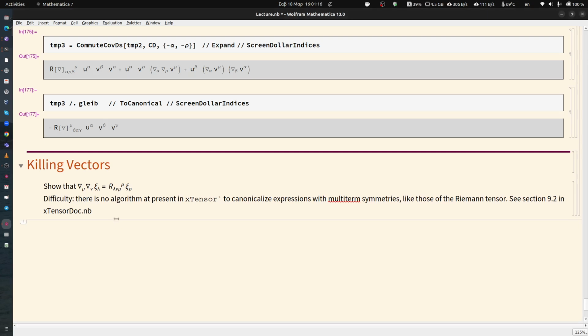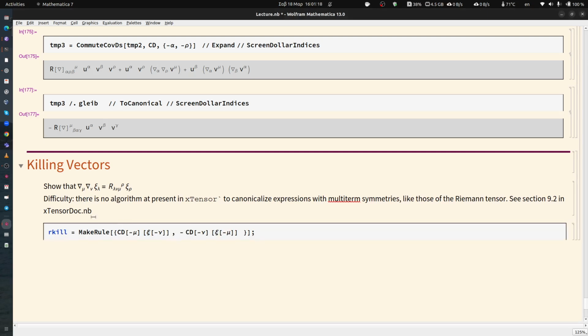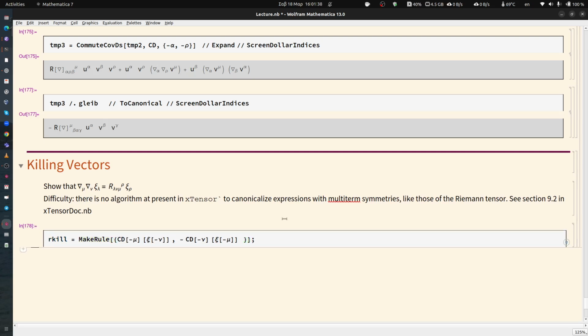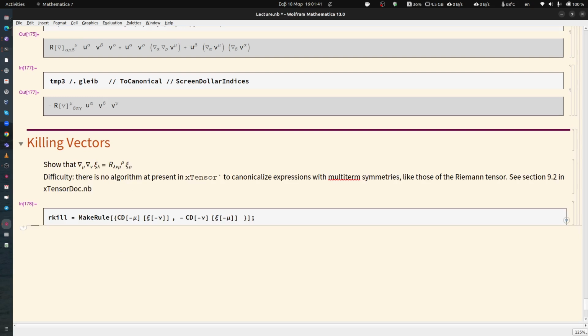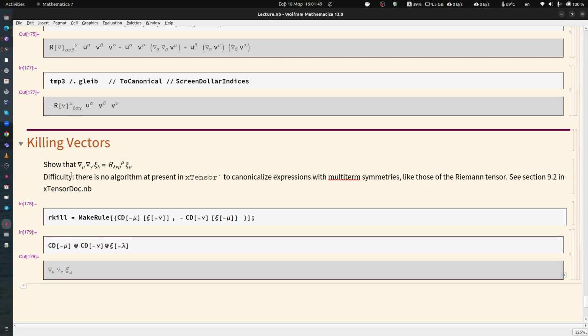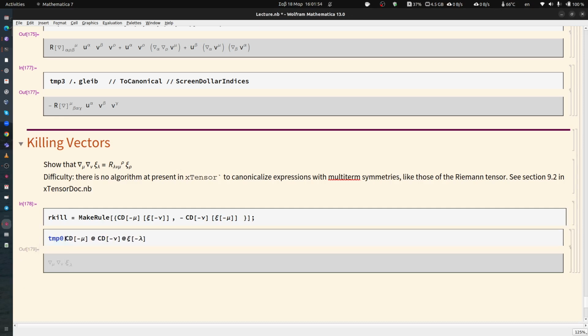So the first is to define a rule that applies the Killing equation. So the Killing equation tells us that d mu xi nu plus d nu xi mu is equal to 0. So this rule here replaces d mu xi nu by minus d nu xi mu. So we start by this expression here. That is the left-hand side of our equation. Let me call this TMP0.